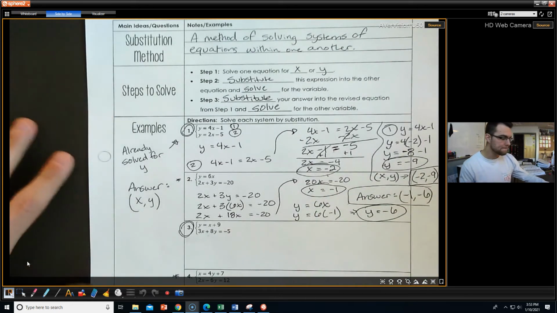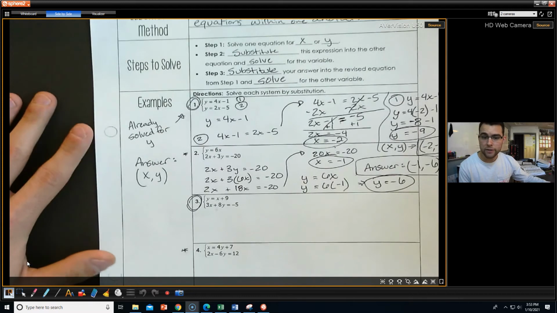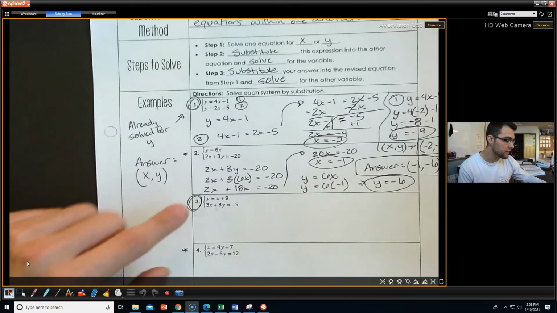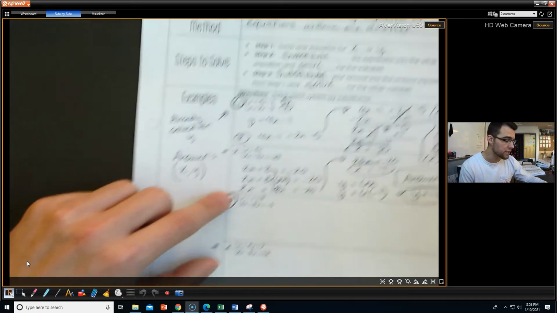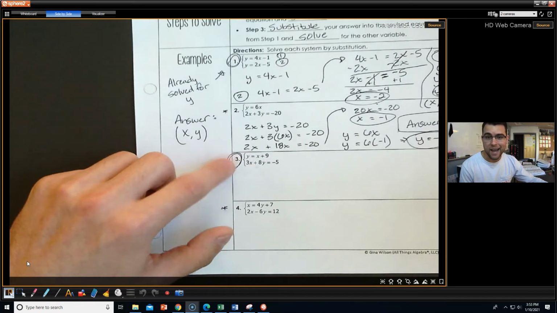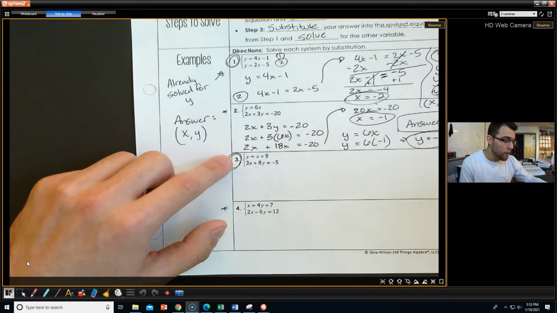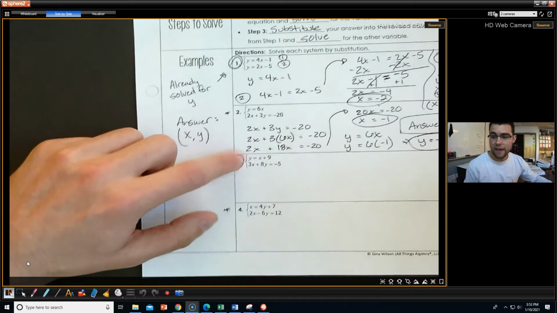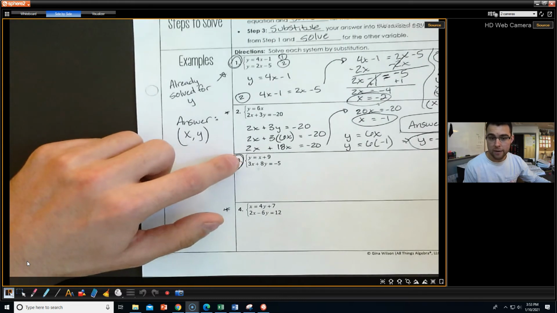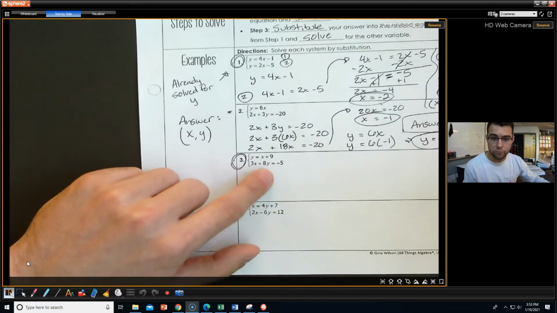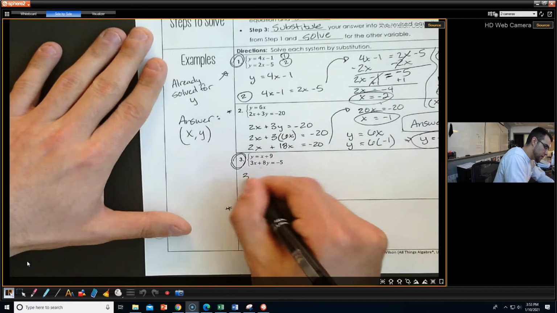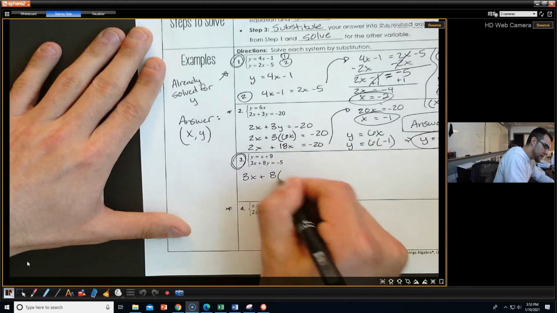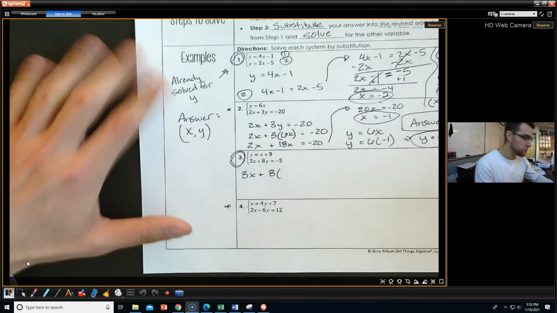Okay? Sweet. That's really all there is to it. Sometimes you have to do step 1, but sometimes you don't. Once again, let's look at number 3. I don't have to do that again. I have y equals x plus 9. Y is already solved for. So I'm going to take that y equals and replace this y in this equation with x plus 9 now. So I'm going to do 3x plus 8 times, it's now x plus 9.